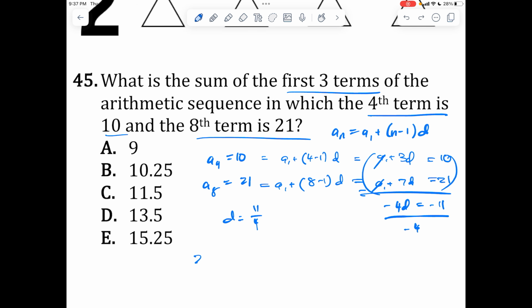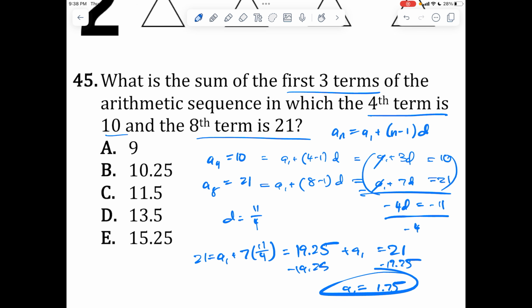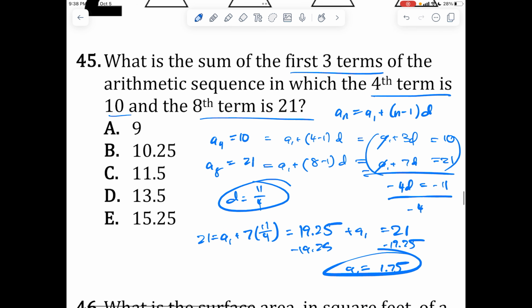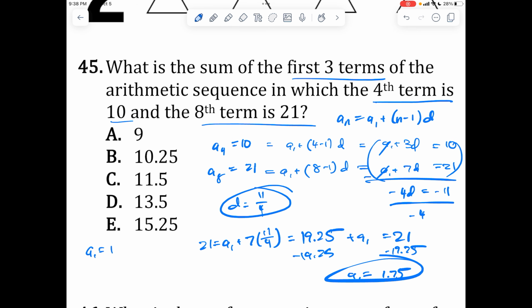Let me plug that into either one of the equations, and I can solve for A1. So 21 is equal to A1 plus 7 times 11 over 4. 7 times 11 over 4 is equal to 19.25, plus A1, right? This is equal to 21. So let me just subtract 19.25 on both sides. A1 is equal to 1.75. All right, these are the key pieces of information I need to solve this. So A1 is equal to 1.75.